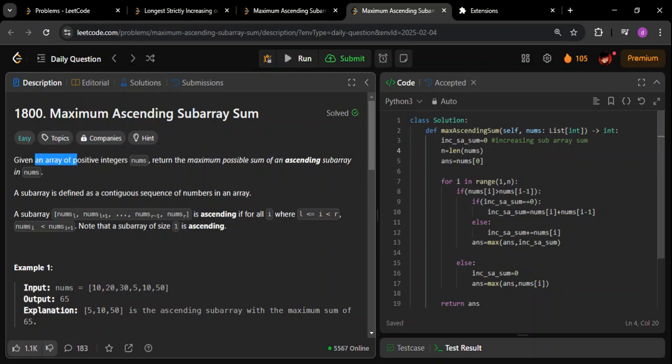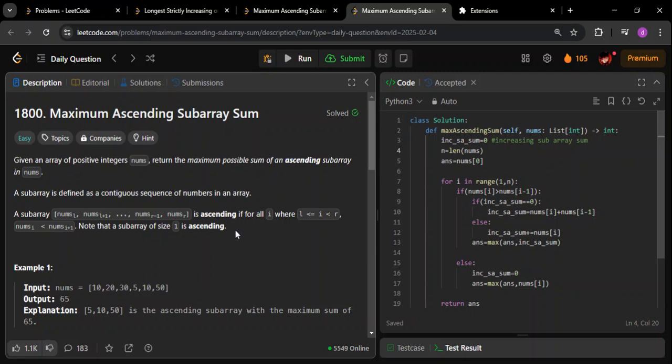Given an array of positive integers nums, return the maximum possible sum of an ascending subarray in nums. Now, what is the ascending subarray? That's why I'm mentioning, if you have seen yesterday's question, this will be nothing at all. Remember, ascending subarray is not a technical term as such. It's something which they are trying to invent. I have not seen this term being used anywhere else. It's something they are inventing.